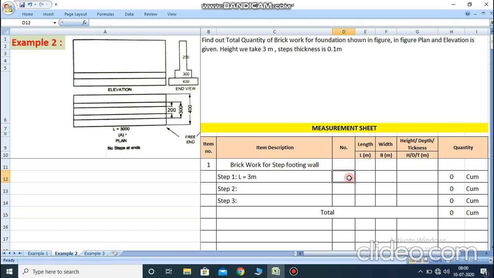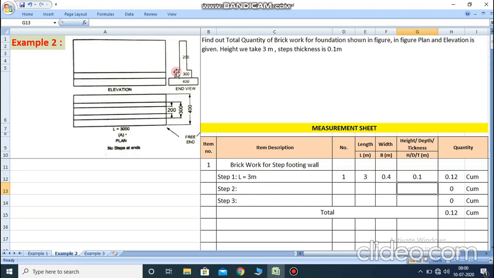Here the number of this work is only a single wall. So we write here 1, length is 3 meter, width from the section part we exactly see is 400 mm, means 0.4 meter, and height, depth or thickness we take as 0.1 meter. So your total quantity is 0.12 cubic meter as the brickwork quantity.